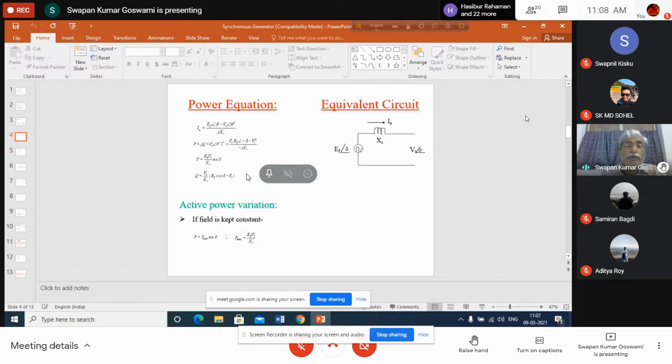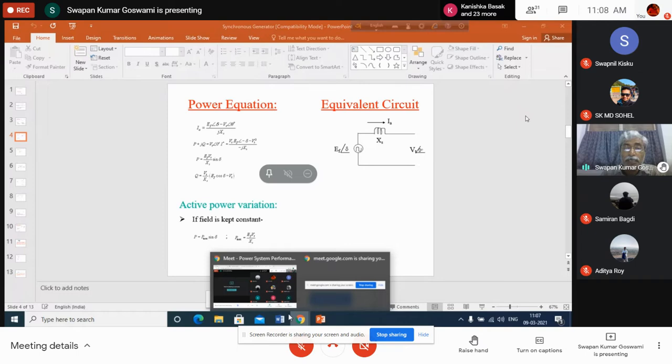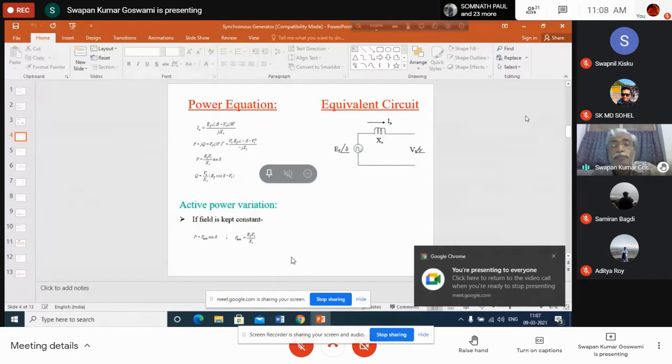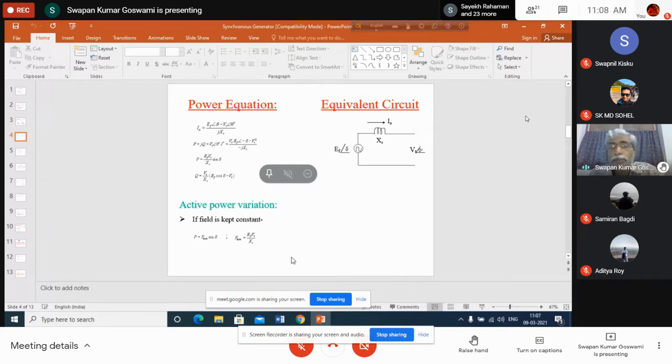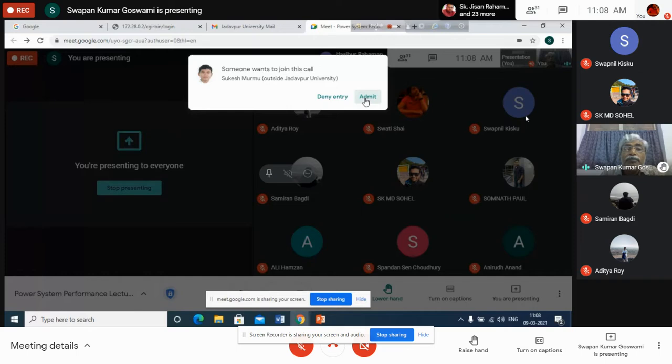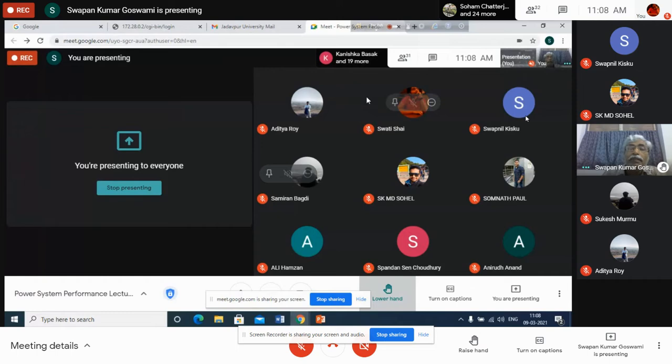The intention to derive the power equation was basically how to control the active power generation and reactive power generation of the synchronous generator. Why were we interested to see how active power and reactive power may be controlled? Because by controlling the active power you can control the frequency, because frequency control depends upon the balance between active power generation and active power load.